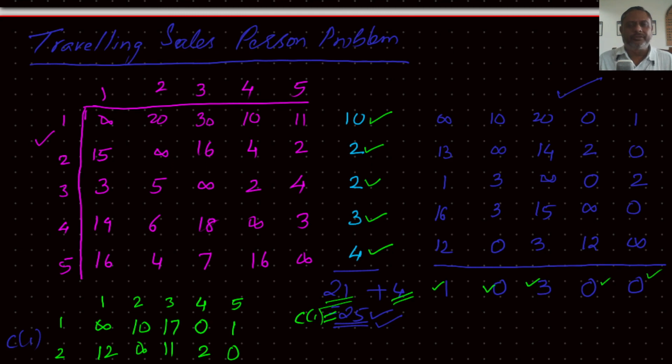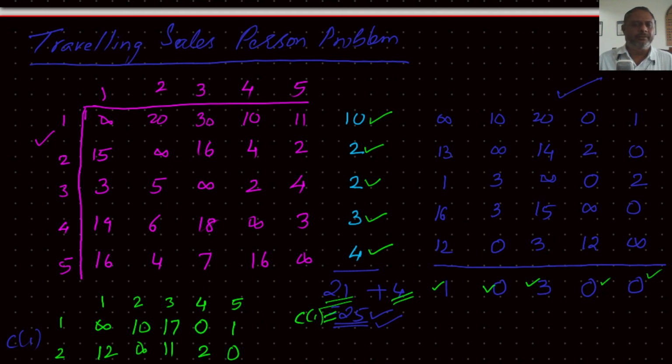So prune this. This has got more than 28. Prune this. This is more than 28. Prune this. More than 28. Prune this. Therefore, no node is left for expansion. So that's the end of it.